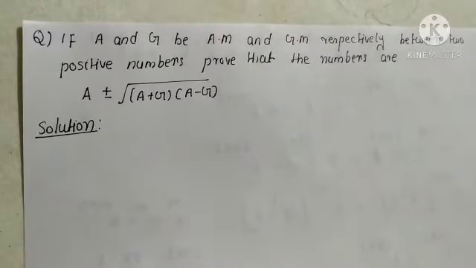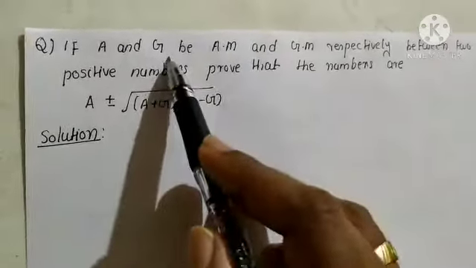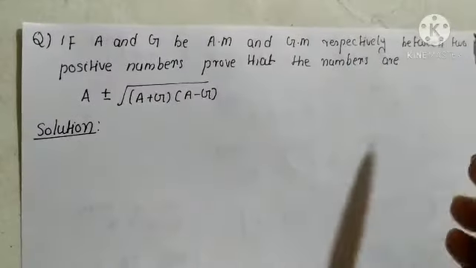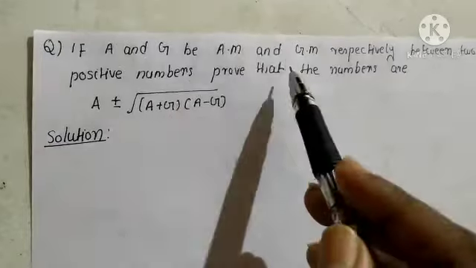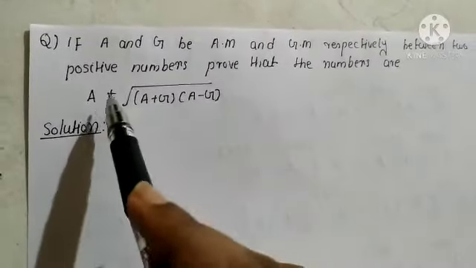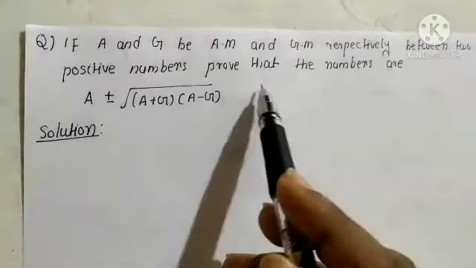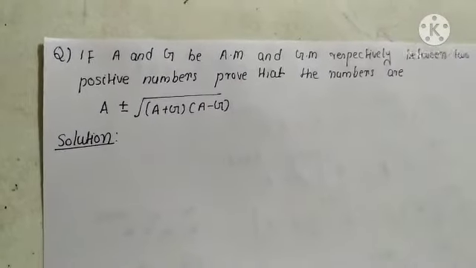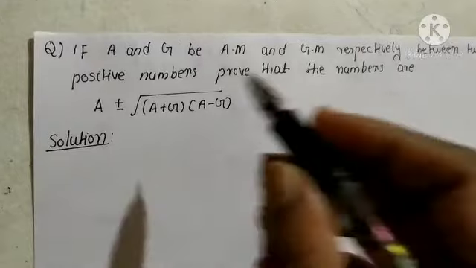This is our last question. If A and G be arithmetic mean and geometric mean respectively between two positive numbers, prove that the numbers are A plus or minus root of (A plus G)(A minus G). Okay, so let's start the solution of this question.